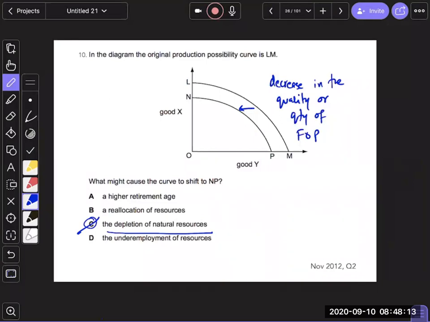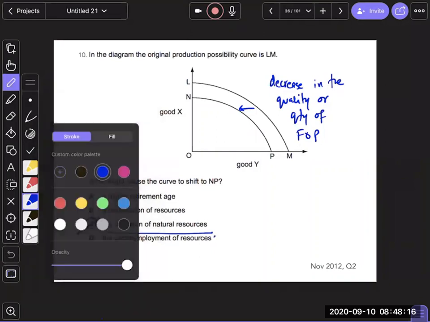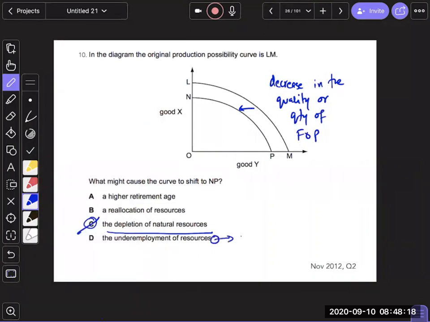Is there any confusion? By the way, what will happen in D, guys? Will it be a shift or will it be a movement inside? Exactly, good job. So you will go from A to B. Make sense? Exactly. Are we good, guys? Is everyone happy with C?